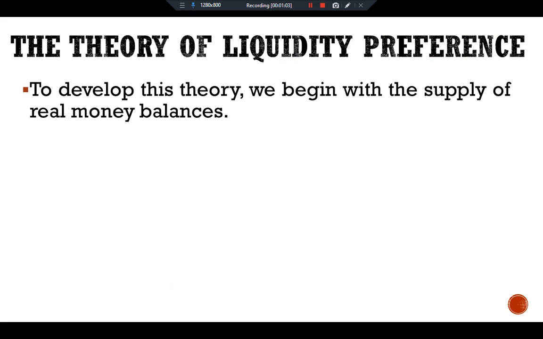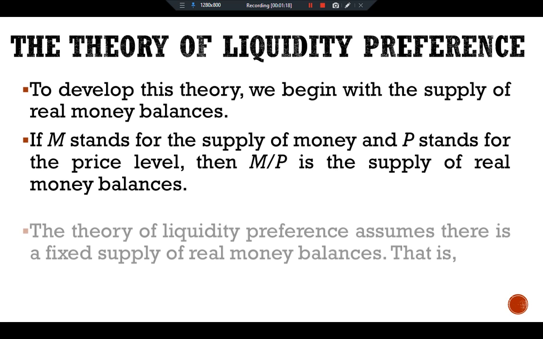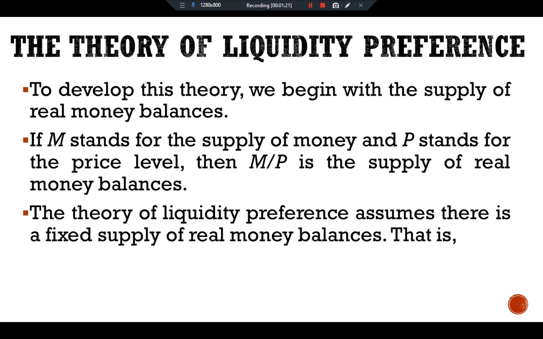To develop this theory, we begin with the supply of real money balances. If M stands for the supply of money and P stands for the price level, then M over P is the supply of real money balances. The theory of liquidity preference assumes there is a fixed supply of real money balances, that is M over P is equal to M bar over P bar. So bar represents the fixed amount of those variables. So here we have a fixed supply of real money balances.